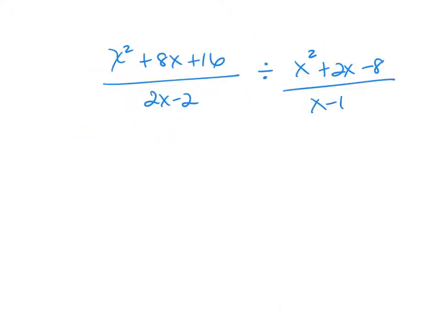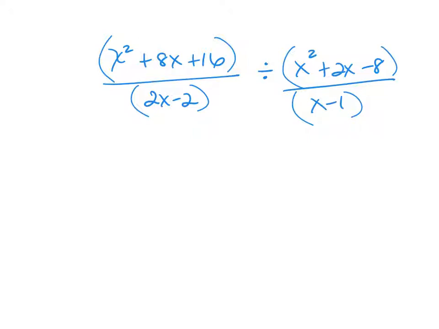Now, when you have pluses and minuses between the terms, this whole thing has to stay together. So I like putting parentheses around them and not separating them. You cannot cancel an x squared and an x squared because there's a plus or minus in between; you can't do that. So the first thing we're going to do is factor everything.